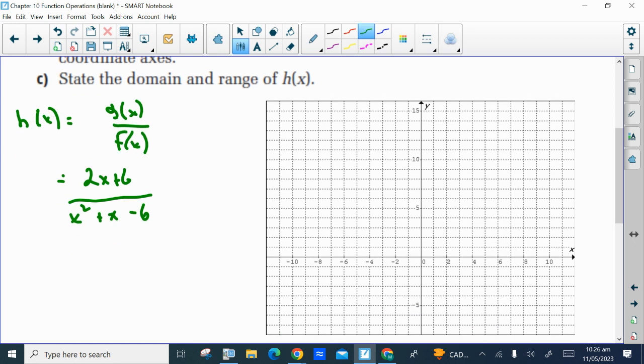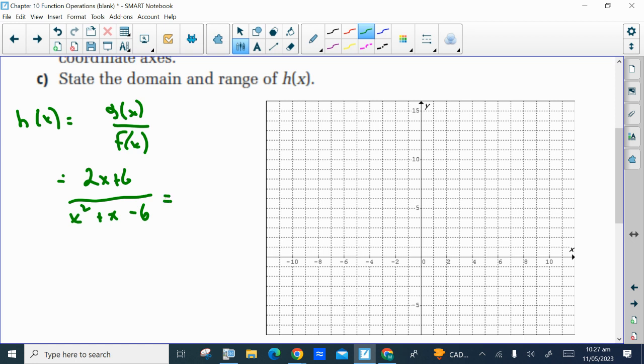And back in chapter 9, we worked on rational functions. Right? We said sometimes there's a vertical asymptote, sometimes there's points of discontinuity, sometimes there's a horizontal asymptote. In this case, the degree of the top is less than the bottom, which means that the x-axis will be a horizontal asymptote.